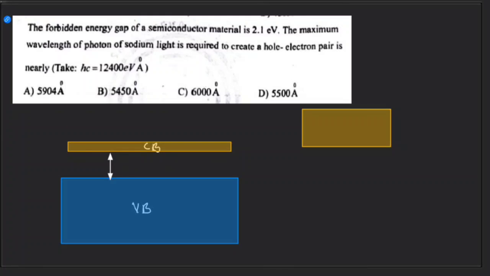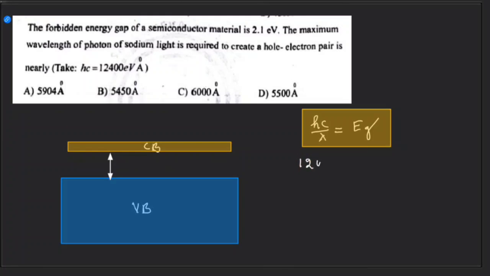Here we are supplying that energy in the form of light. So therefore the photon energy should be equal to that energy gap. That photon energy can be written as hc by lambda. So hc by lambda will be equal to the energy gap, which is 2.1 electron volt.